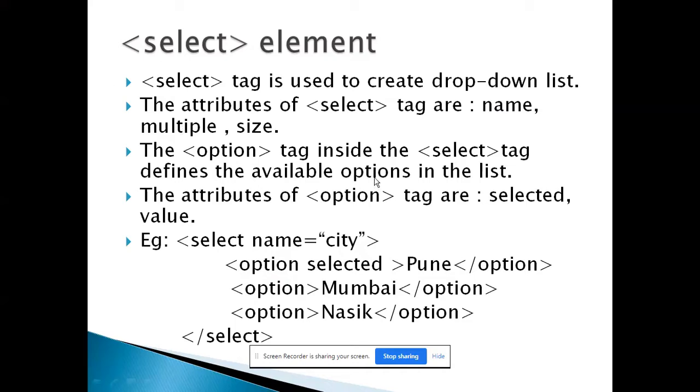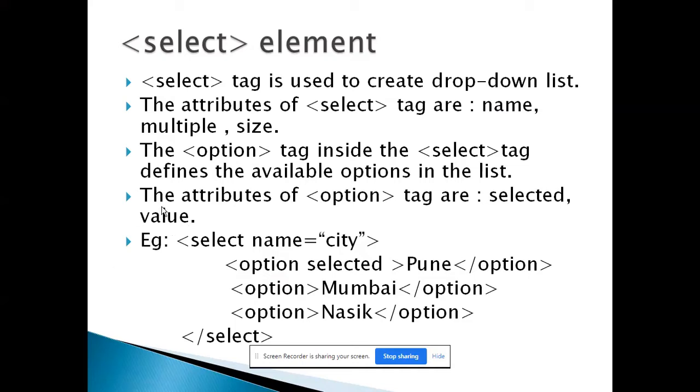The option tag is used inside the select tag. It is used for defining the options. So if you are using 3 options, you have to use the option tag 3 times. The attributes of option tag are selected and value. Selected is going to indicate which option is going to be selected by default. Then next attribute, value. Value is going to indicate what value is going to be sent to the server.